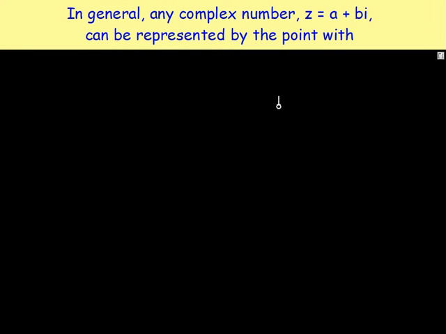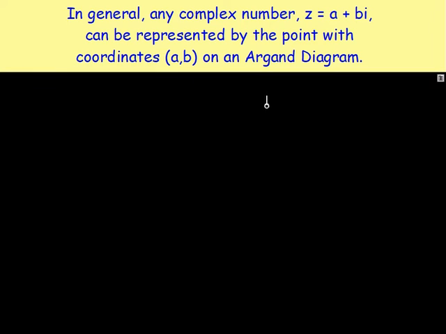Really, in general, any complex number z equals, instead of x plus yi, I'm going to change that so it's a plus bi. So any complex number z equals a plus bi can be represented with the coordinates. What do you think the coordinates would be, Robert? Perfect. It would be a, b. So a is the real part, b is going to be the coefficient just of this imaginary part. So you can represent that using the coordinates a, b on your Argand diagram.